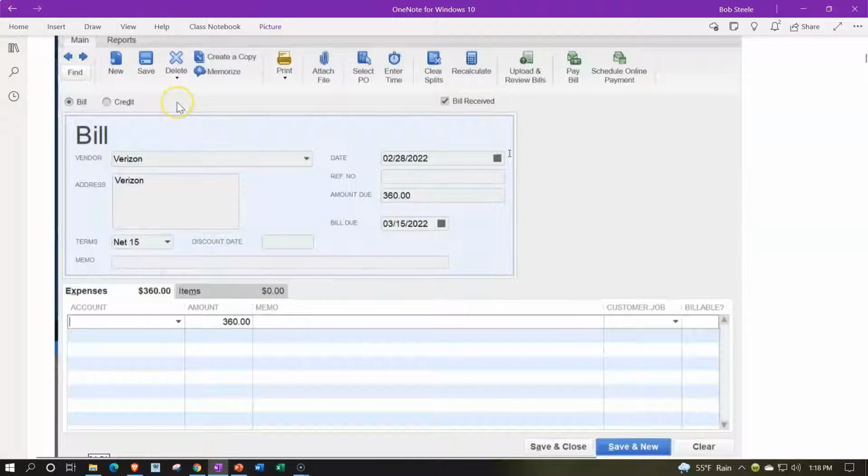So here's our Verizon bill. So we're looking at Verizon. The bill looks much like the check form when we did it last month, but this time it's a bill form, which is going to be increasing the accounts payable. That's what a bill does. We've got the expenses tab, the items tab down below.